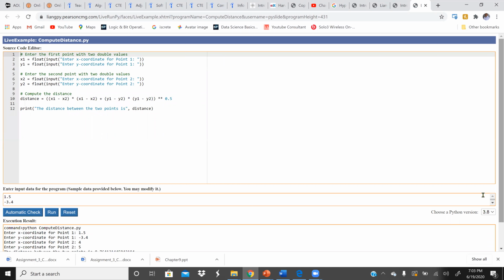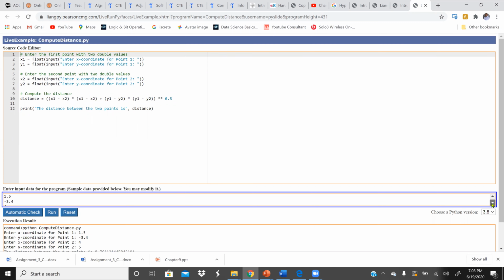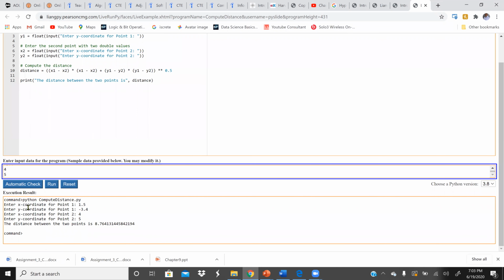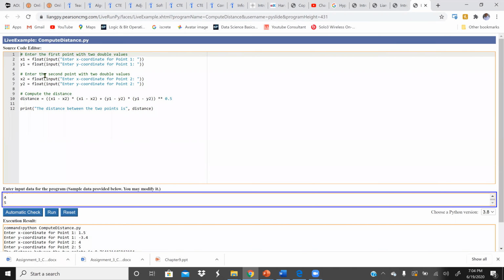So let's run this program. You can see our input here. We have 1.5, negative 3.4. Then the second point is 4 and 5. And now we see enter the X coordinate 1.5, Y coordinate negative 3.4. That's our first point. The second point, X is 4, Y is 5. Then we find the distance. Here we say the distance between the 2 points is 8.7413, etc. So again, we can see this code that is input, processing, then our output.